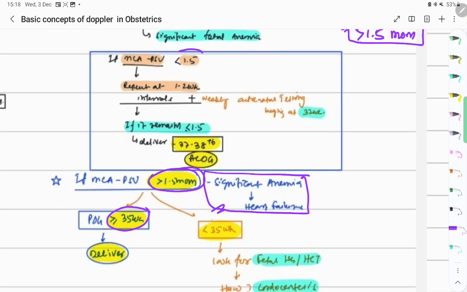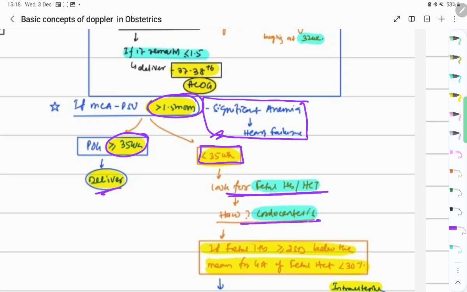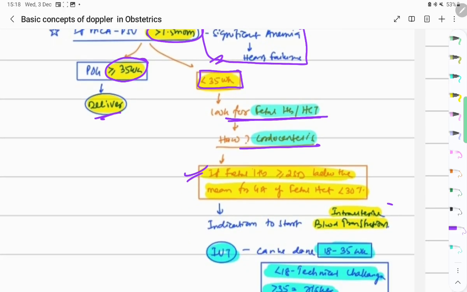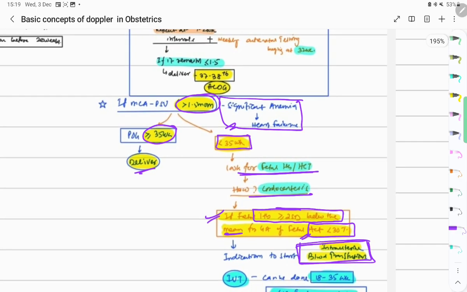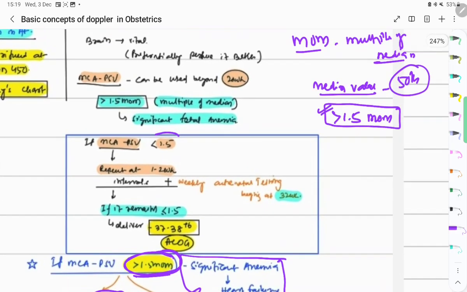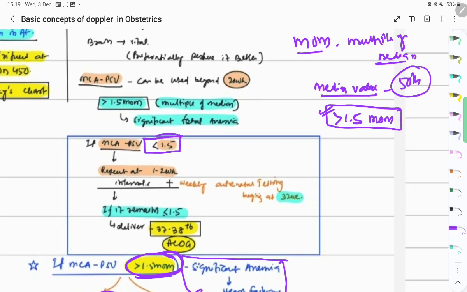If it is more than 35 weeks, we will deliver the patient. If it is less than 35 weeks, we will plan for fetal hemoglobin or hematocrit by cordocentesis, and we will plan for intrauterine blood transfusion. If the hemoglobin is more than 2 standard deviations below the mean, or hematocrit is less than 30%, then we will plan for intrauterine transfusion. So that is the concept of 1.5 MOM, that means 1.5 times the median value. Again, if it is less than 1.5 MOM, we will repeat every 1 to 2 weeks.